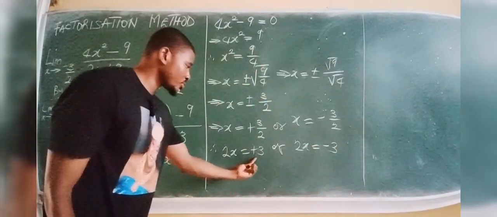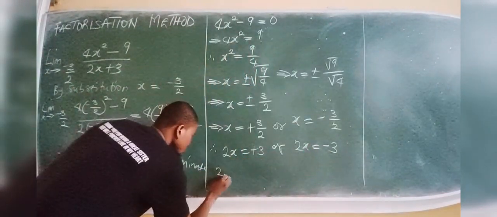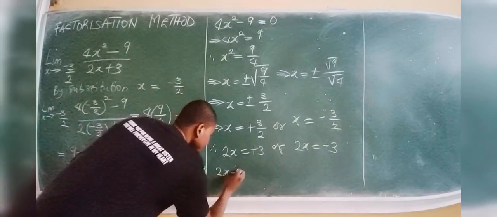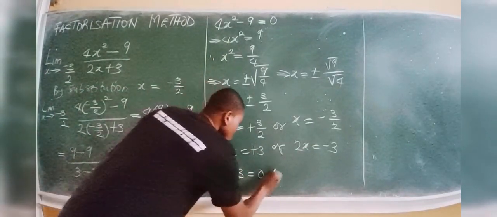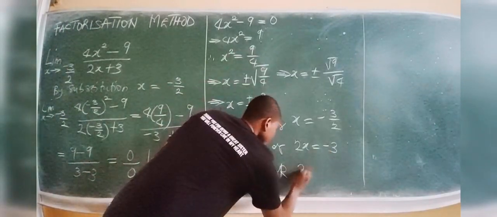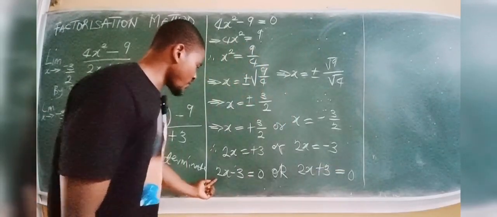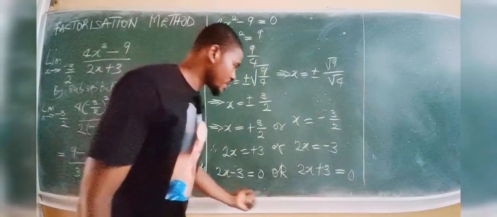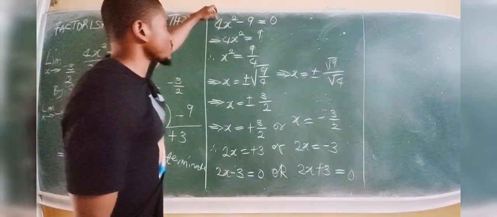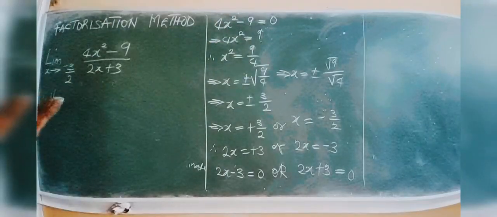So I can simply send plus 3 over here, send minus 3 over here. This becomes 2x minus 3 equals 0, since a positive sign crossing an equal sign becomes negative. Or I can send minus 3 over here, and this becomes 2x plus 3 equals 0. So these two factors, 2x minus 3 multiplying 2x plus 3, will give us a factor of 4x squared minus 9.